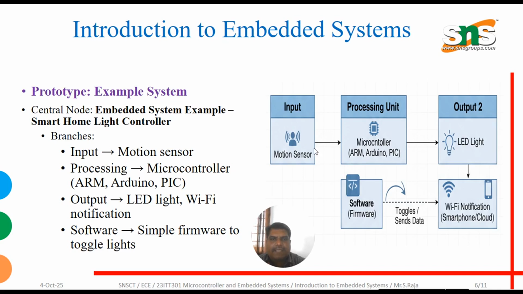For this, I give the input as a motion sensor. The processing unit may consist of an ARM processor, Arduino processor or PIC microcontroller. Then the output will be an LED light or Wi-Fi notification. Then the software is used to control either sending data to a mobile phone or receiving data from the mobile phone. So this part is very important for any system design.